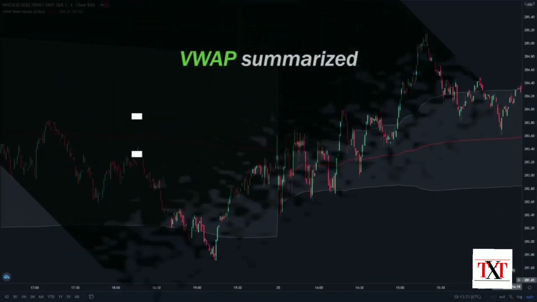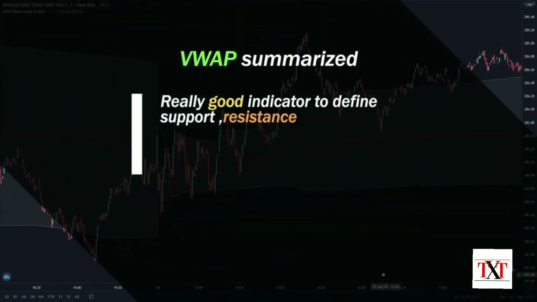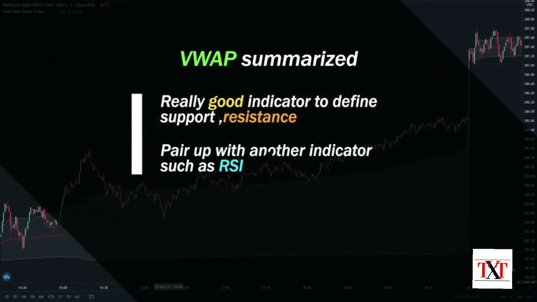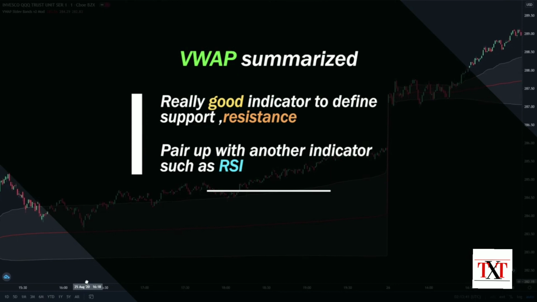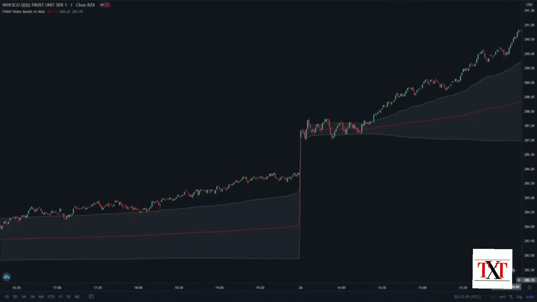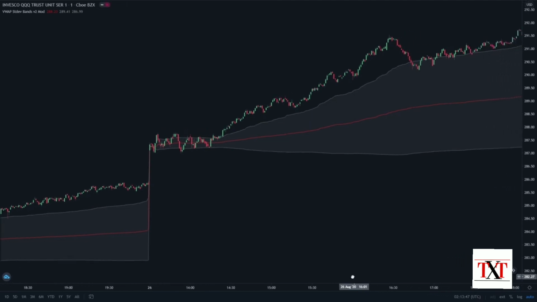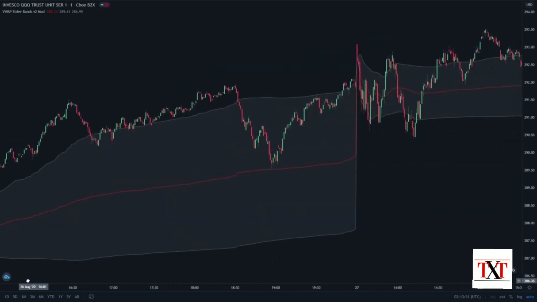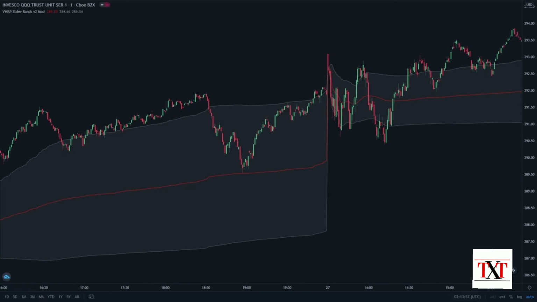So to summarize, the VWAP indicator is a really good indicator to define support and resistance, especially if you pair it up with another indicator such as the RSI. Defining support and resistance takes time to master and practice. I myself am not a perfect trader. I still make mistakes along the way and am still learning constantly.